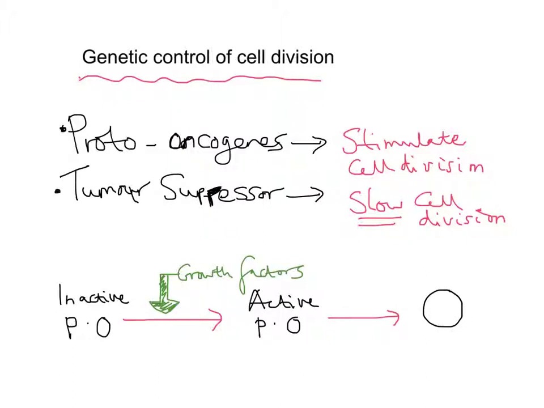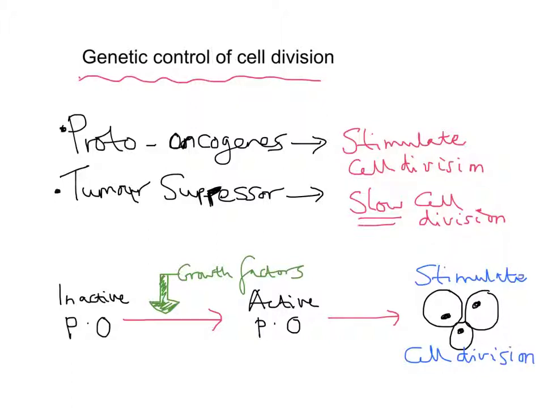So I'm just going to draw one cell here. In fact, I'll draw a set of cells with nuclei here. And when those proto-oncogenes are active, we stimulate cell division. Now, that would lead to rapid cell growth. So clearly you wouldn't want that, because by definition, uncontrolled proliferation of cells can actually lead to tumours and cancers.